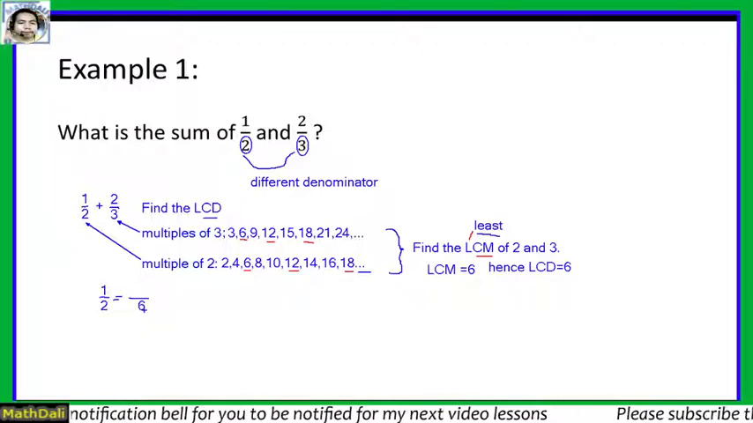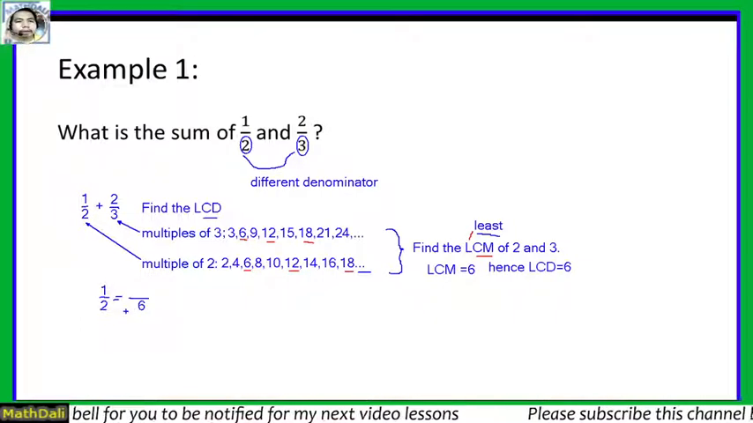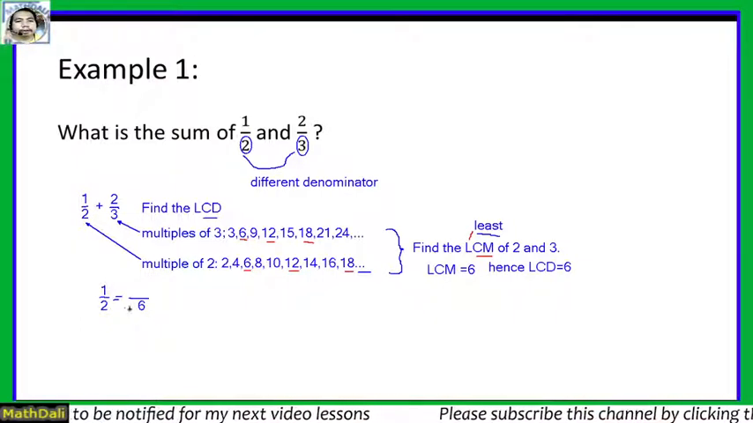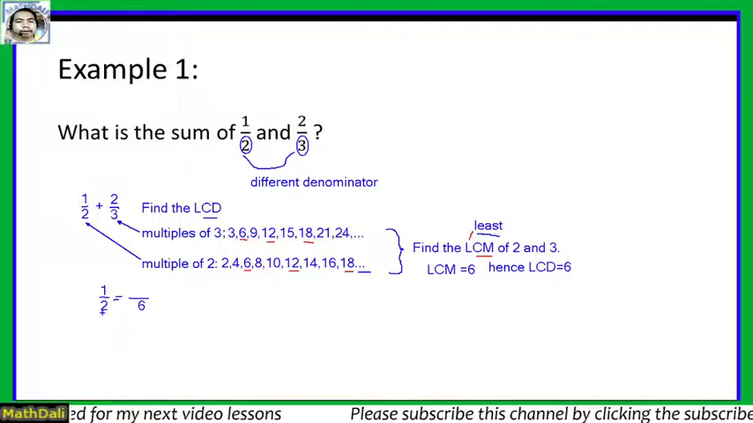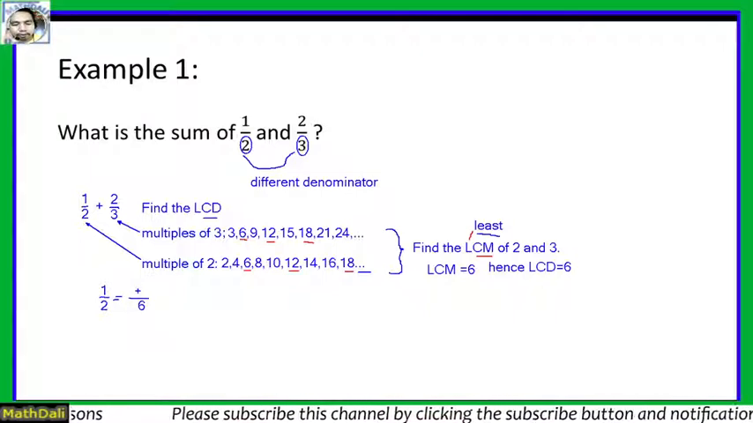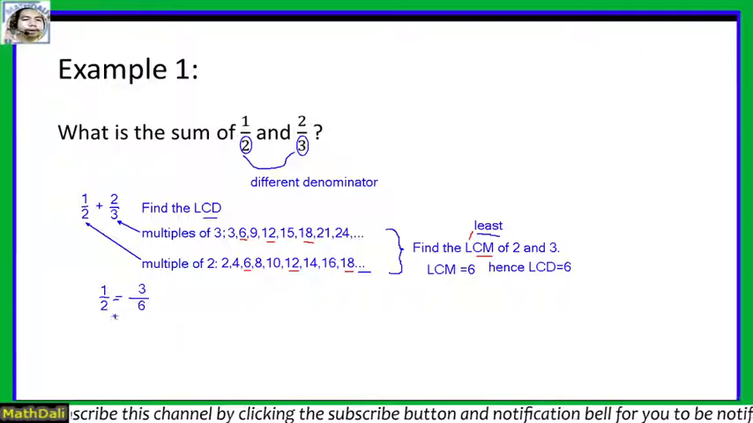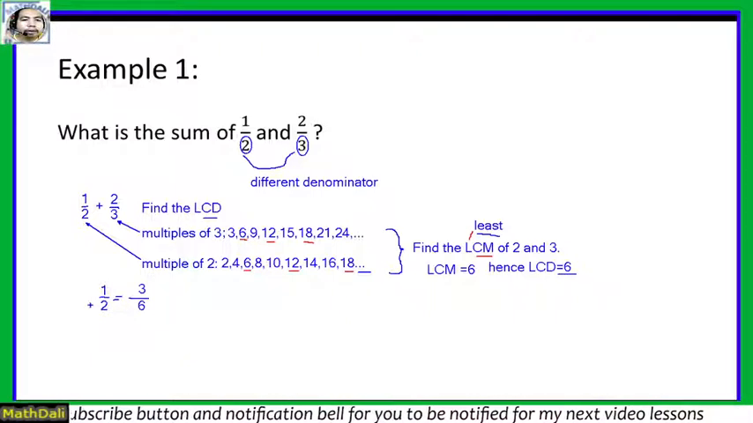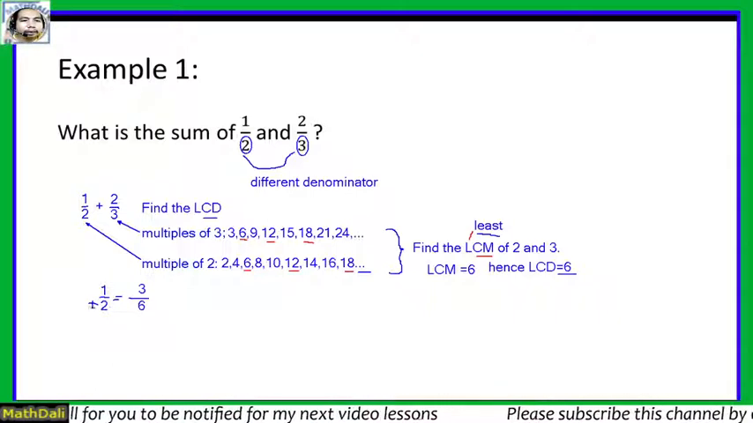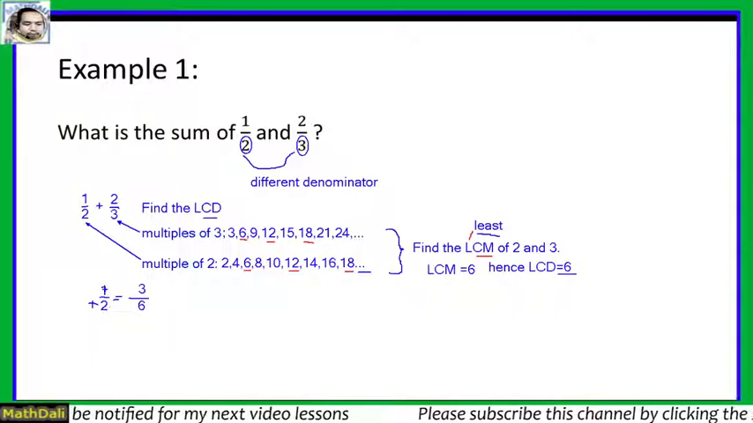Or pwede rin naman, ang gagawin natin dito, 6 divide nyo sa 2, that is 3 times 1, that is equal to 3. So, yun yung ilalagay nyo dito. Or mag-isip kayo ng number na i-multiply sa 2 para makuha yung LCD natin na 6. So, kailangan i-multiply natin to both by 3. Times, lagay ko lang sa gilid.